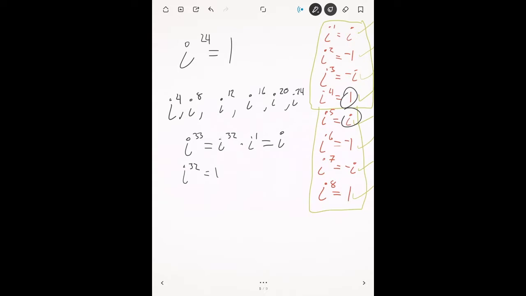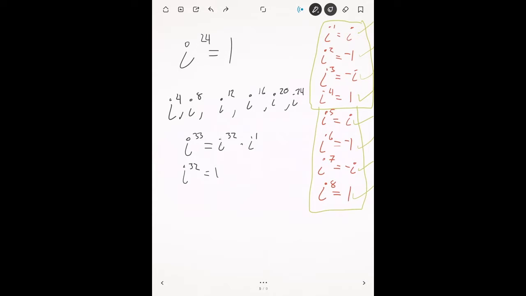If you're trying to figure out what the value of i to some exponent is, just ask yourself, where's the nearest multiple of 4? Then count up from the cycle. If the nearest multiple of 4 is 2 less than where I'm at, then your answer is going to be -1. If the nearest multiple of 4 is 1 below where I'm at, then you're 1 in the cycle. And you can use this method because of what I'm going to call the cyclic nature of i. It keeps repeating this pattern again and again and again.